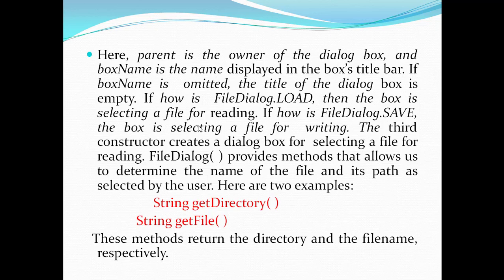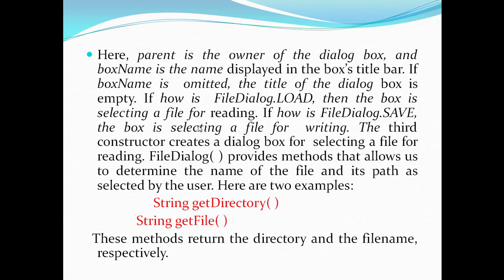And the values for how: if how is FileDialog.LOAD, then the box is selecting a file for reading. If how is FileDialog.SAVE, the box is selecting a file for writing. The third constructor creates a dialog box for selecting a file for reading.